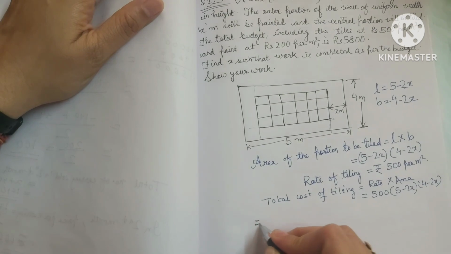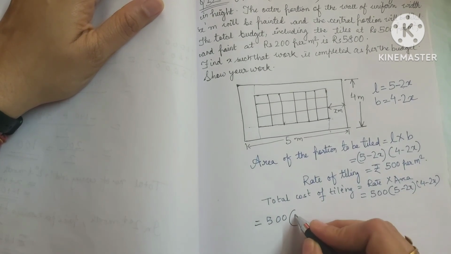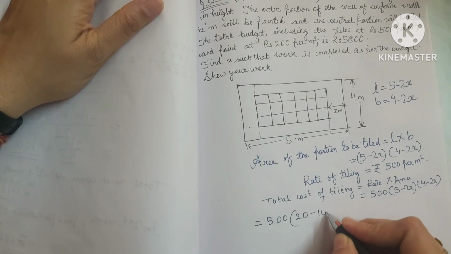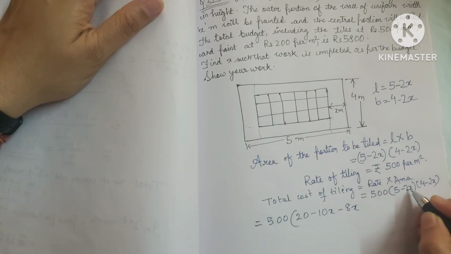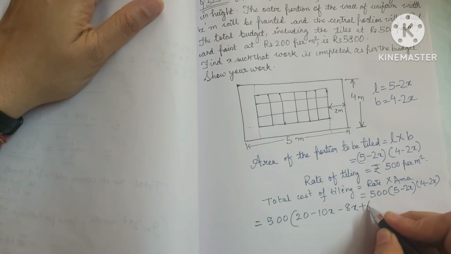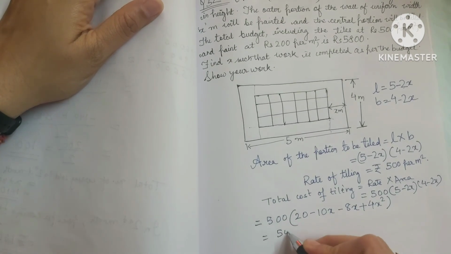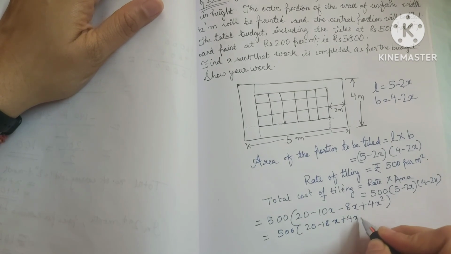I'm writing this side here equal to 500. Let's first solve this bracket. 5 4s are 20. Minus 10x. Now minus 2x into 4 will be minus 8x. Minus 2x plus 4x square. Right? Now 500 will be multiplied with 20 minus 18x plus 4x square.